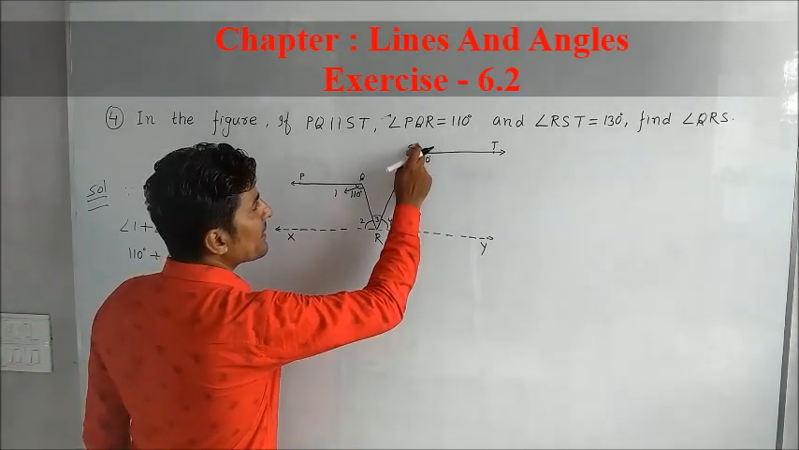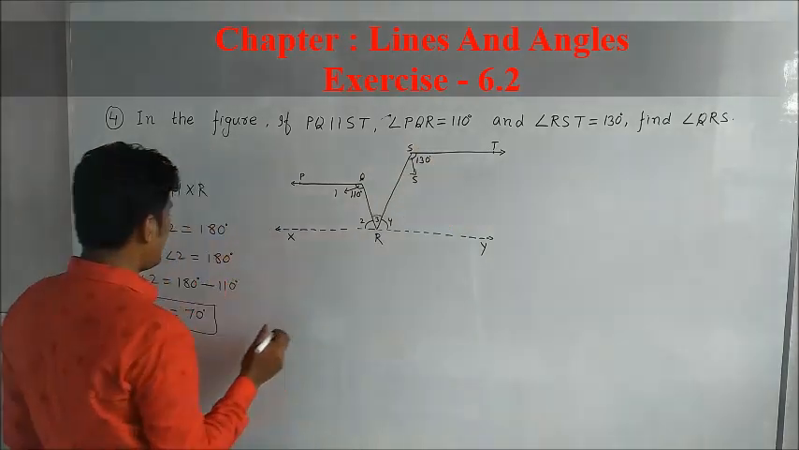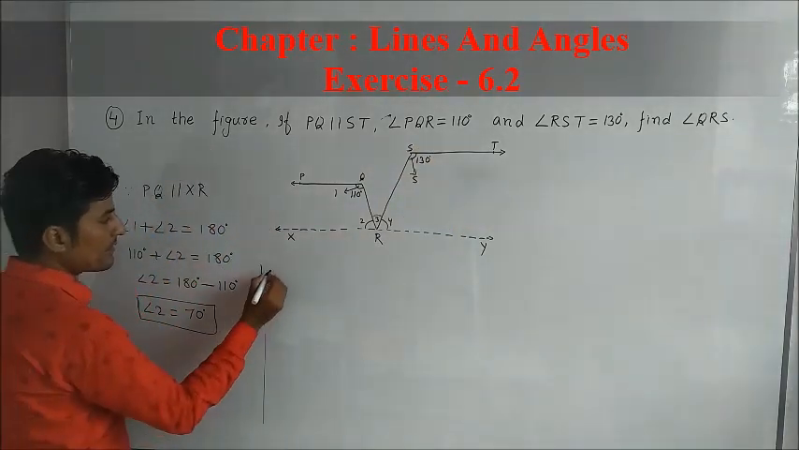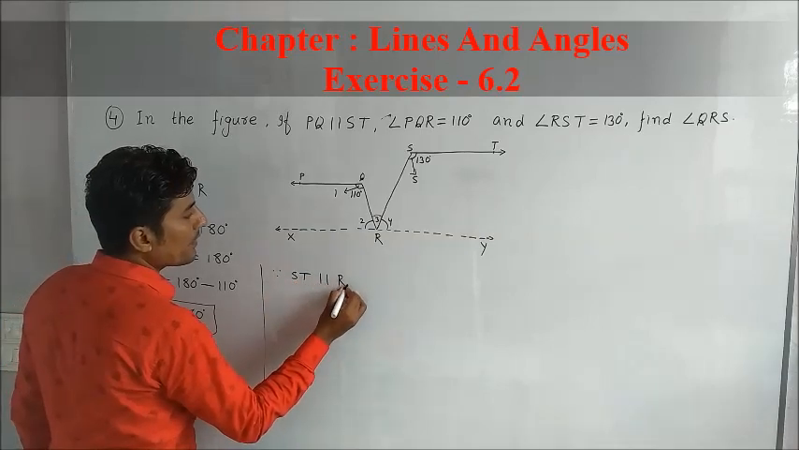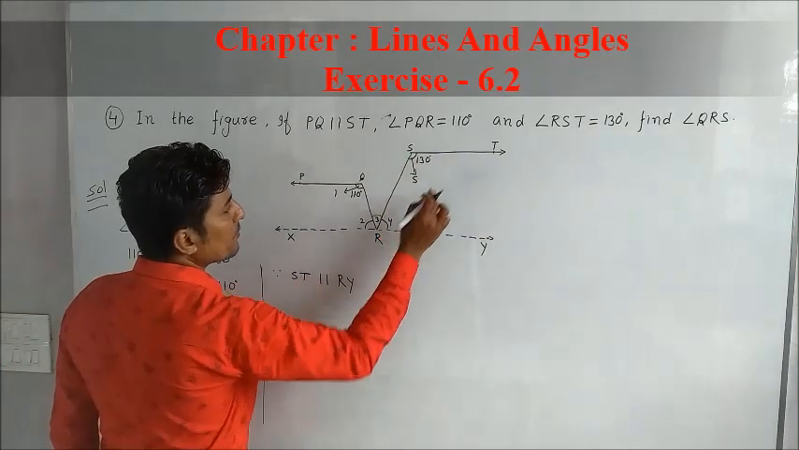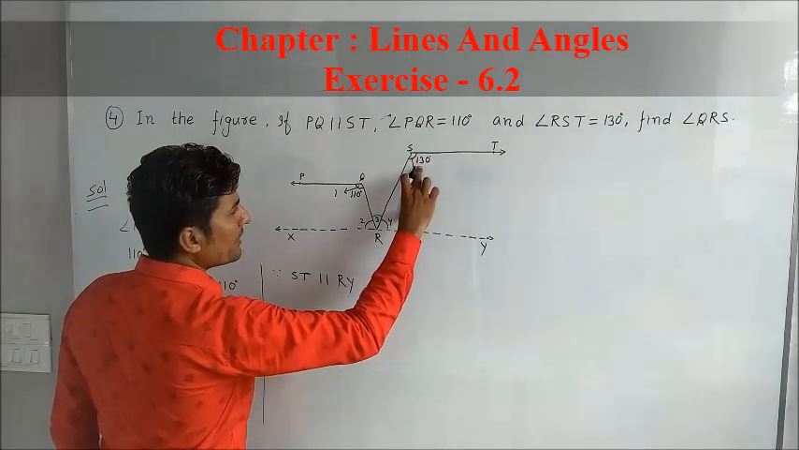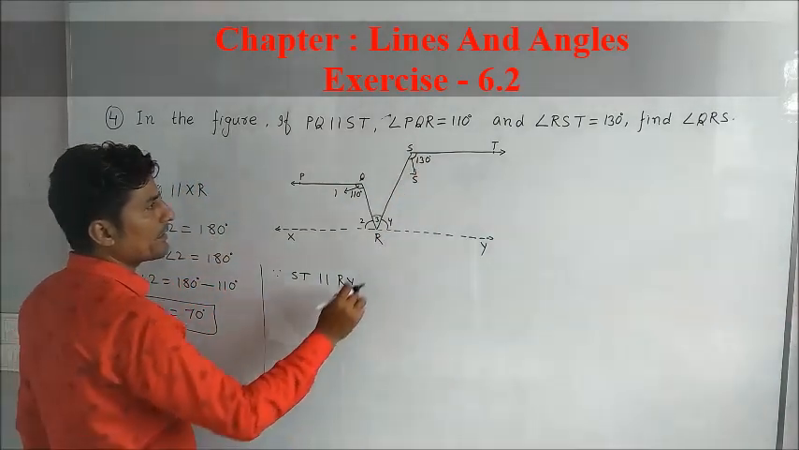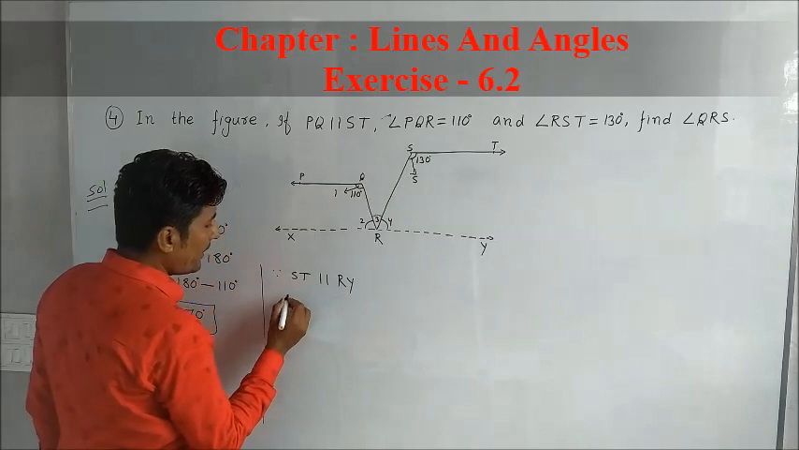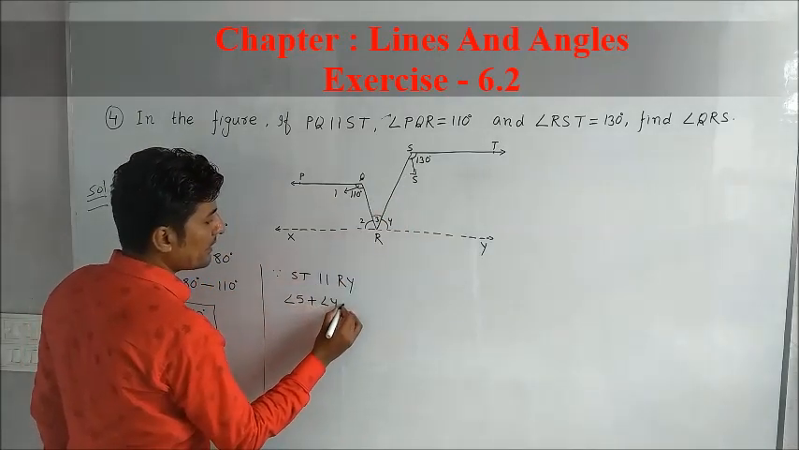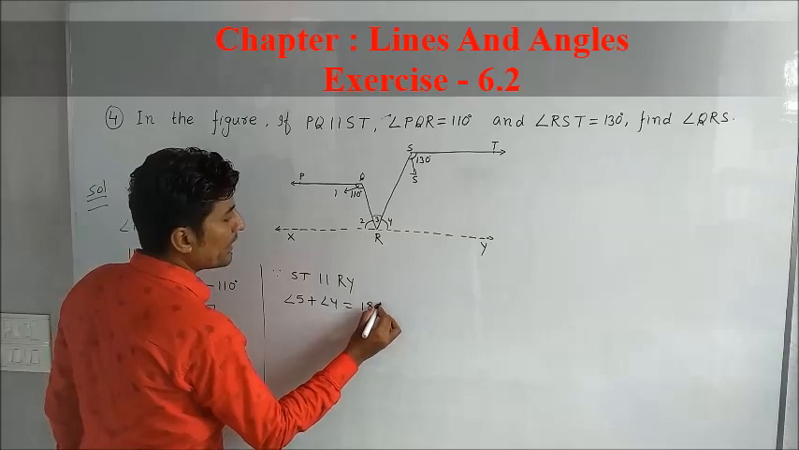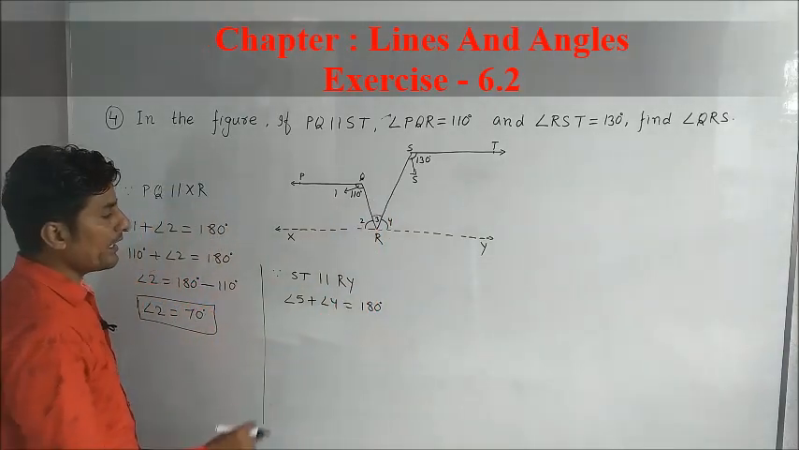After that, let us see, since ST is parallel to RY. Here we can write it, since ST is parallel to RY. Since these two lines are parallel, hence the sum of these two angles will be equal to 180 degrees. Angle 5 plus angle 4 is equal to 180 degrees, because these two are the interior angles.